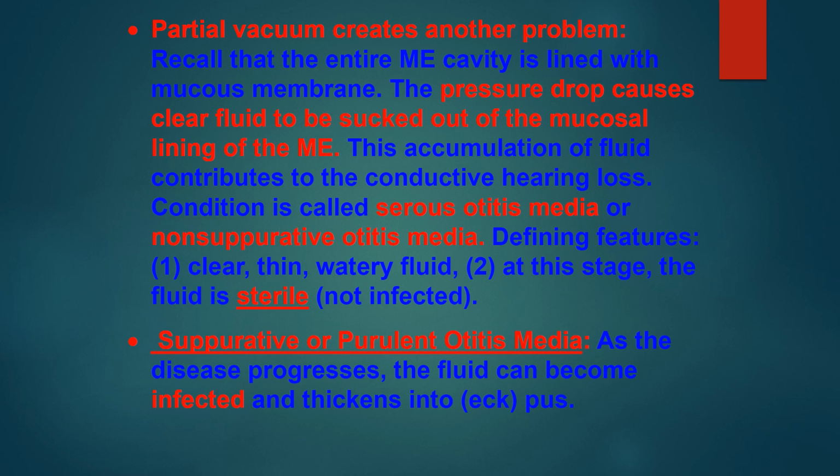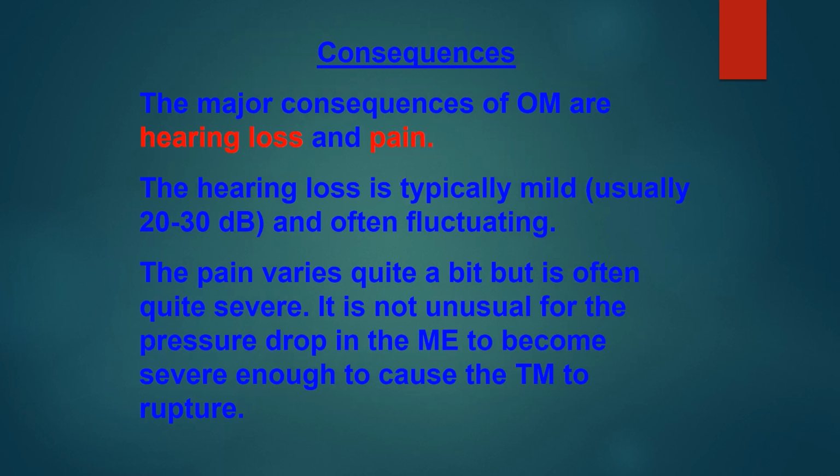Suppurative or purulent otitis media: as the disease progresses, the fluid can become infected and thicken into pus. The major consequences of otitis media are hearing loss and pain. The hearing loss is typically mild, usually 20 to 30 dB, and often fluctuating. The pain varies quite a bit but is often quite severe. It is not unusual for the pressure drop in the middle ear to become severe enough to cause the tympanic membrane to rupture.